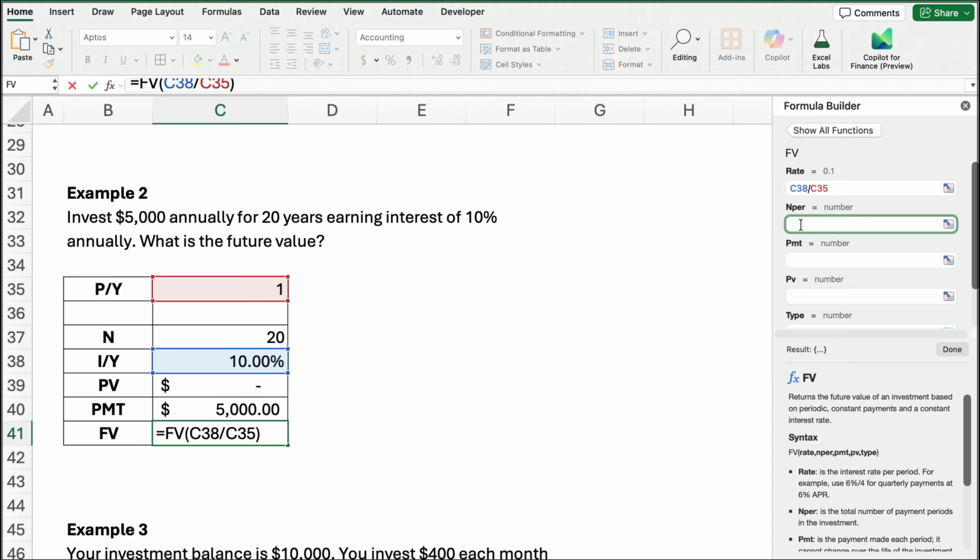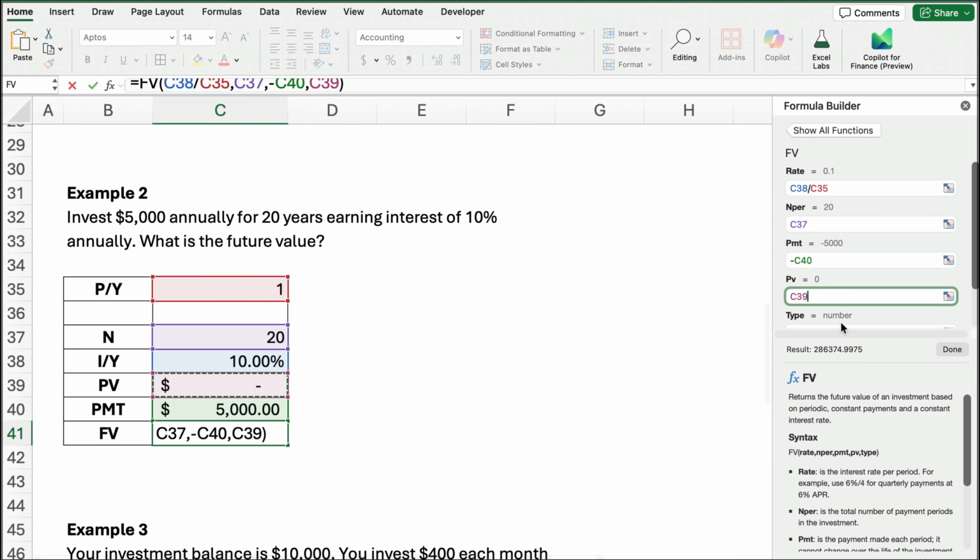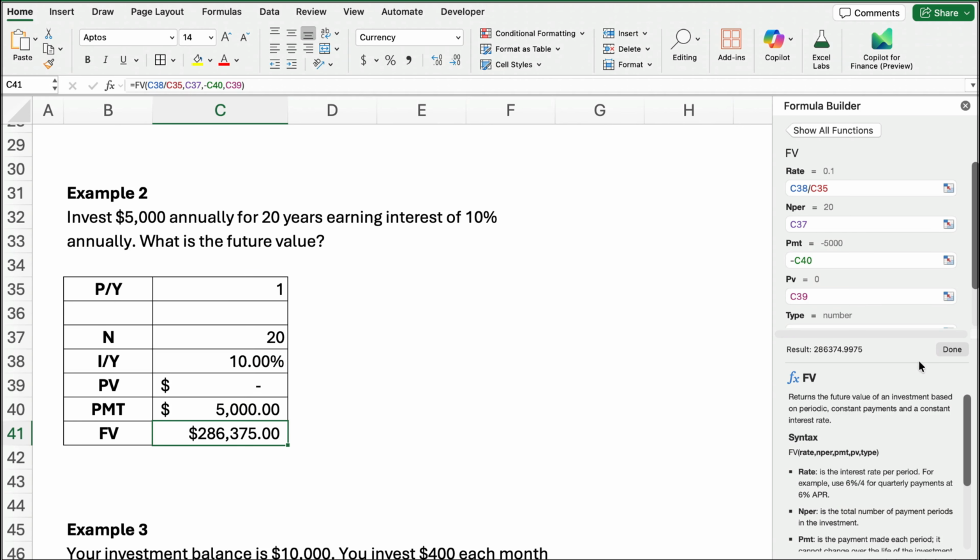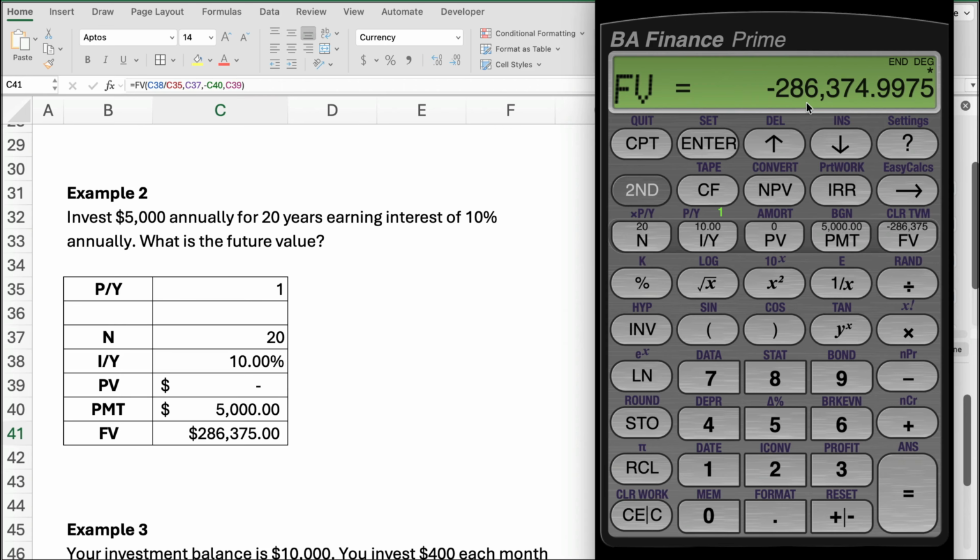Now your calculator is a little bit better because you can put the periods per year, so you can just put the annual rate. The number of periods is 20, that's in years. The payment, I'm going to make the payment negative, 5,000. The present value is 0, but you have to point to it. And so therefore we're going to calculate, and here's the number, 286,375, and it rounds off to 0 pennies. Let's check our work. 286,374 and 99 rounds up, so 375.